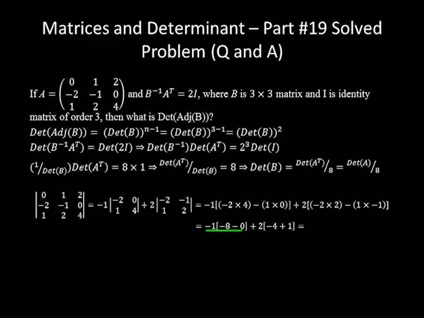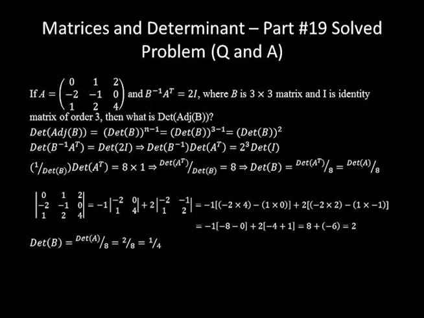Negative 1 times negative 8 is positive 8, plus 2 times negative 4 plus 1, which is negative 3. 2 times negative 3 gives us negative 6. 8 plus negative 6 equal to positive 2. Therefore, the determinant of matrix A is 2. We already figured out that determinant of matrix B equal to determinant of A divided by 8, which is 2 divided by 8. Simplifying 2 over 8 gives us 1 over 4.